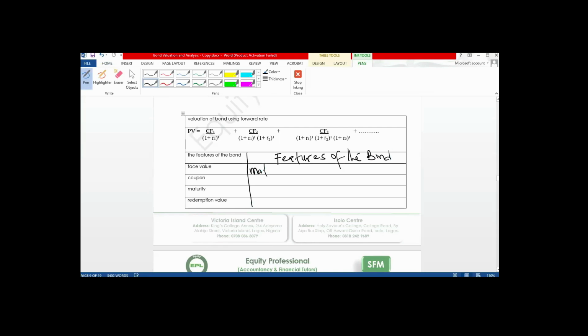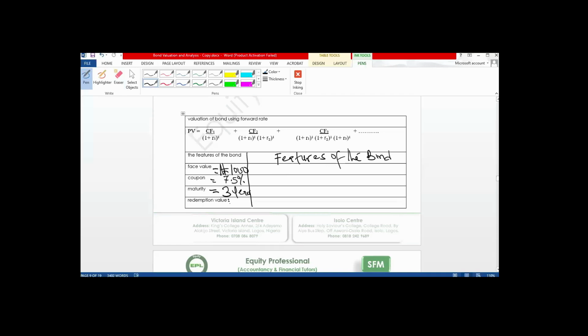What is the maturity of the bond, please? 3 years. What is the face value of the bond? 1,000. What is the coupon rate on this bond? 7.5%. What is the redemption value of this bond?